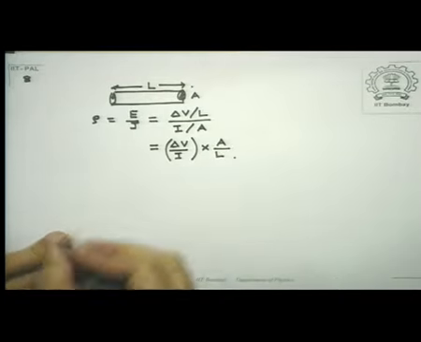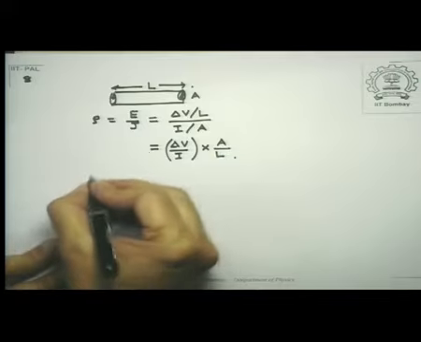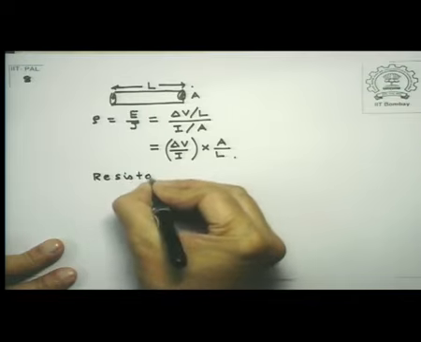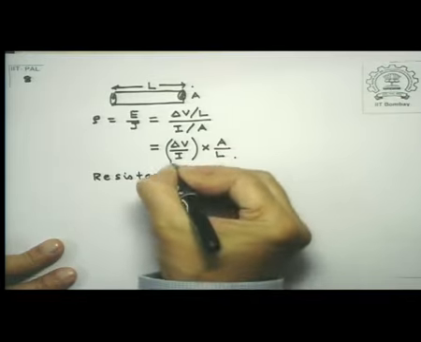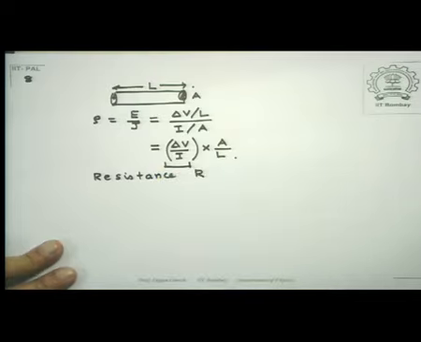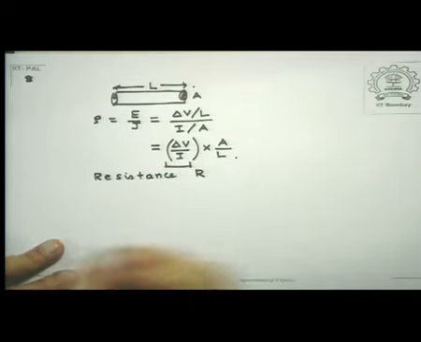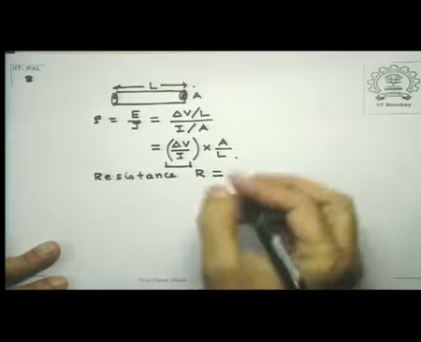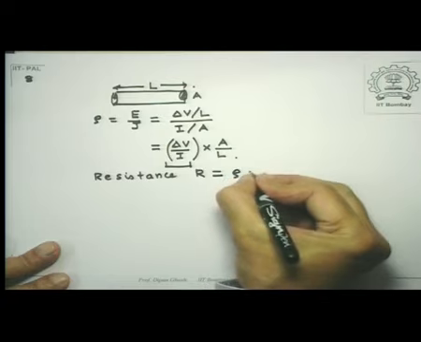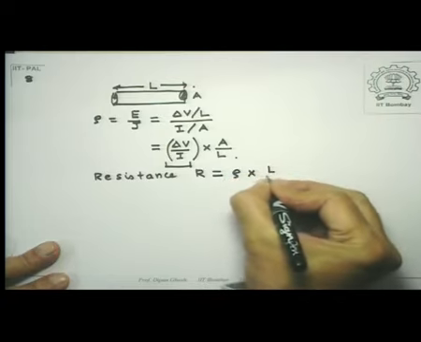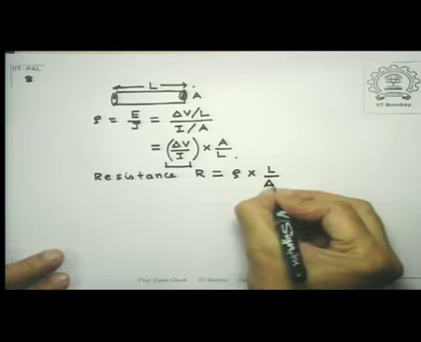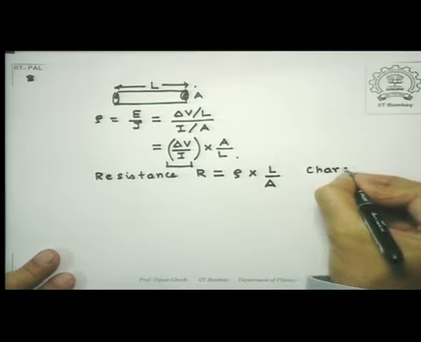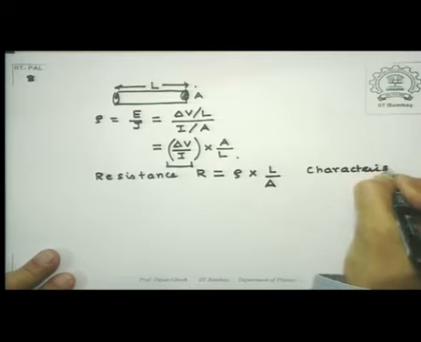Okay. Now, we define a quantity called resistance. This quantity is called the resistance, and this resistance, which is the property of the sample, is given by rho times L over A, with direct proportionality with L and inverse proportionality with the cross sectional area. So, this is characteristic of a sample, and of course, the material.